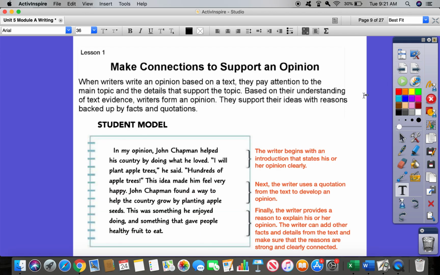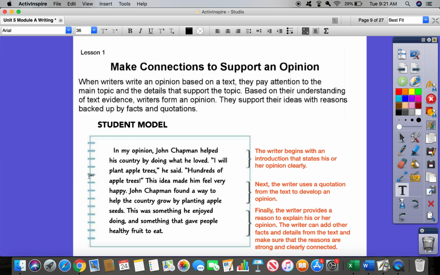Make connections to support an opinion. So when writers write an opinion based on a text, they pay attention to the main topic and the details that support the topic. Based on their understanding of text evidence, writers form an opinion. They support their ideas with reasons backed up by facts and quotations.